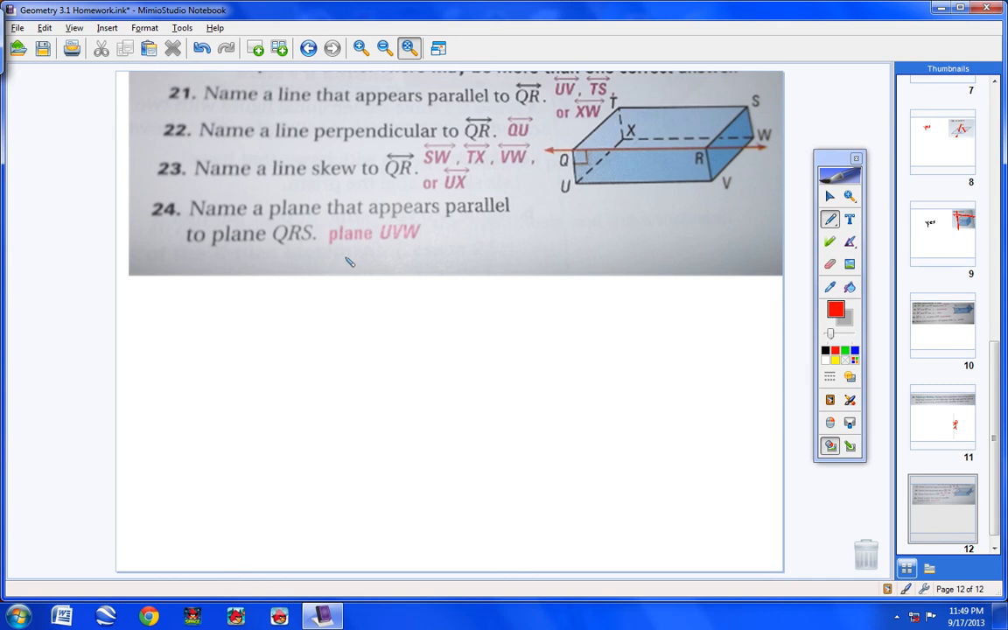And now, last but not least, number 24, name a plane that appears to be parallel to QRS. Well, that's so easy. That's the top of the box. So the top of the box is QRST. So the plane that's the bottom of the box that would be parallel to it would be plane... Now remember, when you name a plane, you just need 3 letters. So you could say plane UXW, plane XWV, plane WVU, or plane VUX. Any 3 letters are fine when naming a plane.